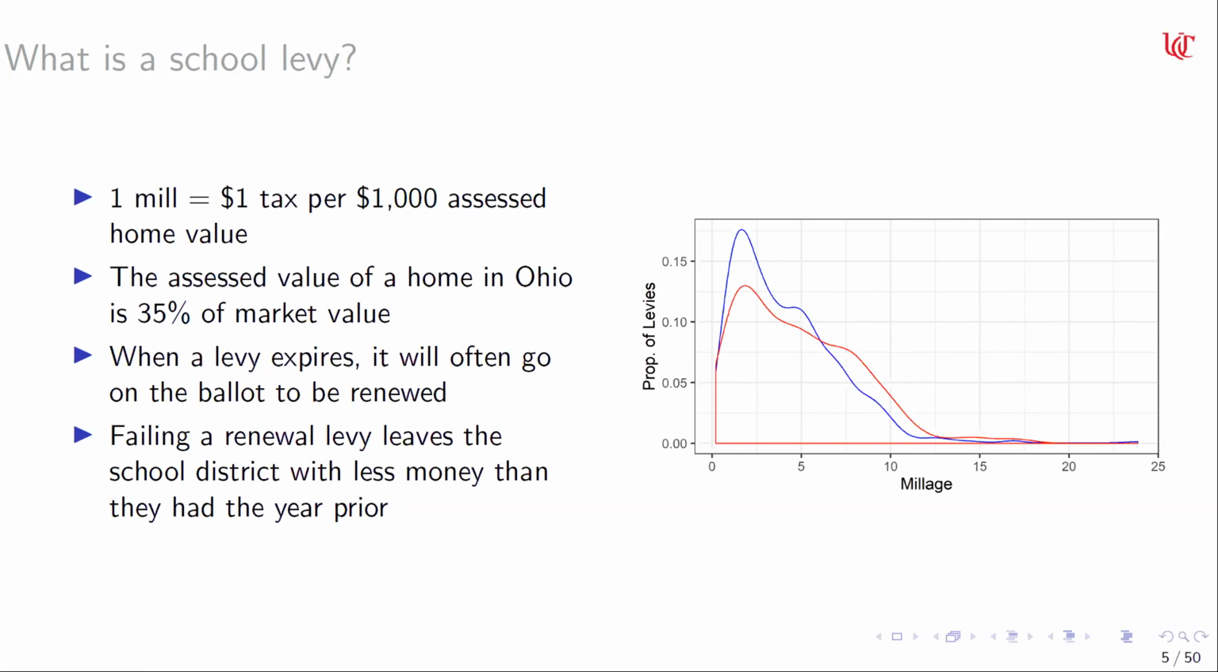But what I'm using here in my paper is the fact that failing a renewal levy is going to leave a school district with less money than they had the year prior. So if you had an additional levy go up for renewal and it fails, the school district's going to have less money going forward than it did before. So that'll be my treatment.